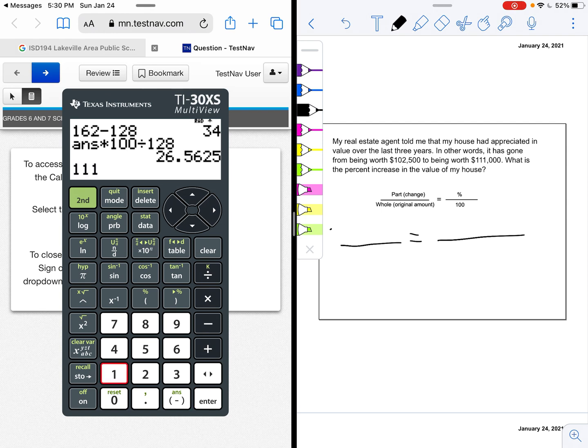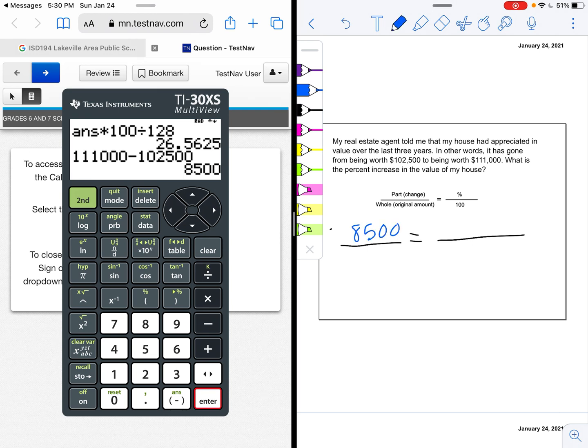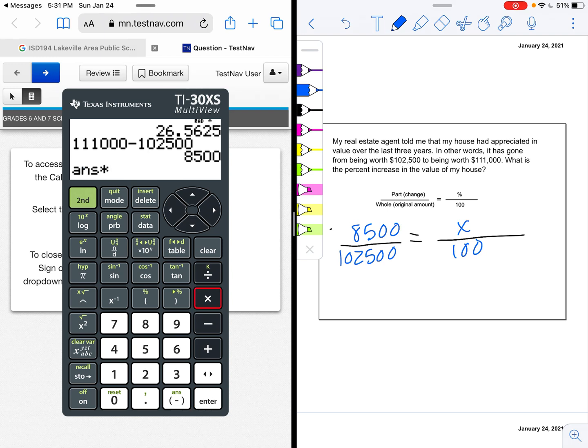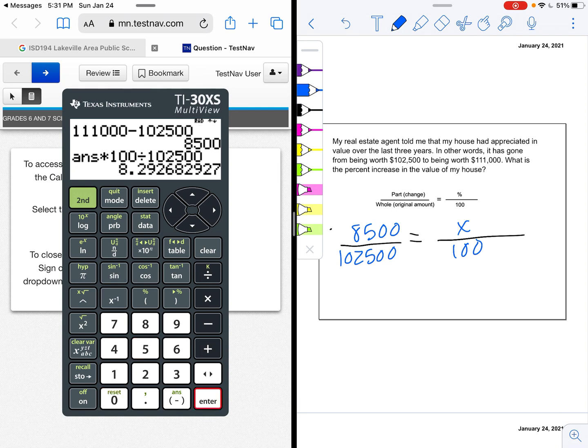So you are going to have to do that subtraction. So I'm going to take 111,000 and I'm going to subtract 102,500 because I want to see what the change is. Well, my change was $8,500. My original was the 102,500. That's where I started. So then I'm going to cross multiply, so times 100 divided by 102,500. So it has actually gone up 8.3%. So we'll just round to 8.3%.